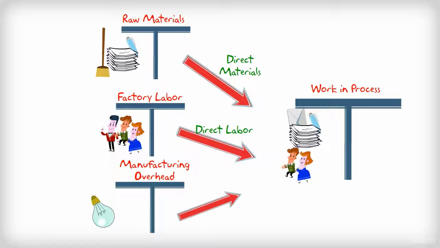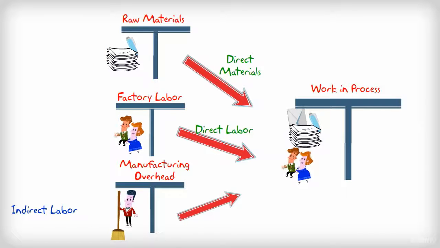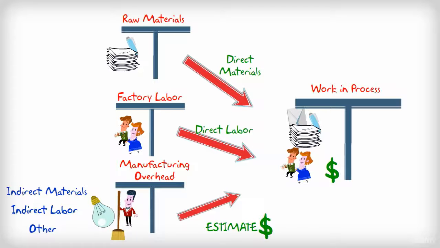In the manufacturing overhead, we include the janitor, who is indirect labor, who cleans the factory space so we can work. He will also need a broom in order to clean, the indirect material. The section named Other includes the electricity, the factory space you're renting, and so on. The amount of manufacturing overhead we apply to the work in process account is an estimate. You will see in later lessons why.